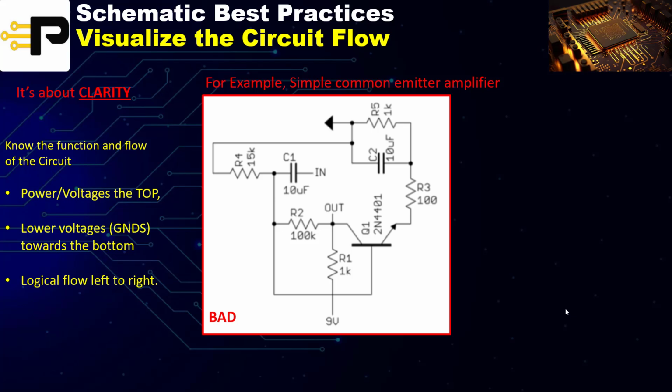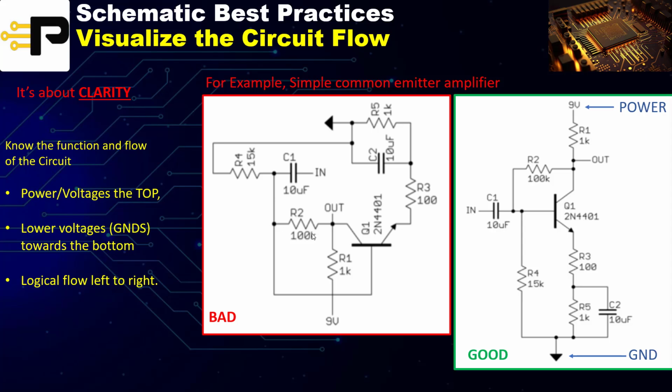Here we have a bad example of a circuit. This is a simple common emitter amplifier, but as you can see, it is very messy, as you can't understand where things are connected or how they're connected. It is very, very difficult to read this schematic, and that's a term that's used as far as reading a schematic.